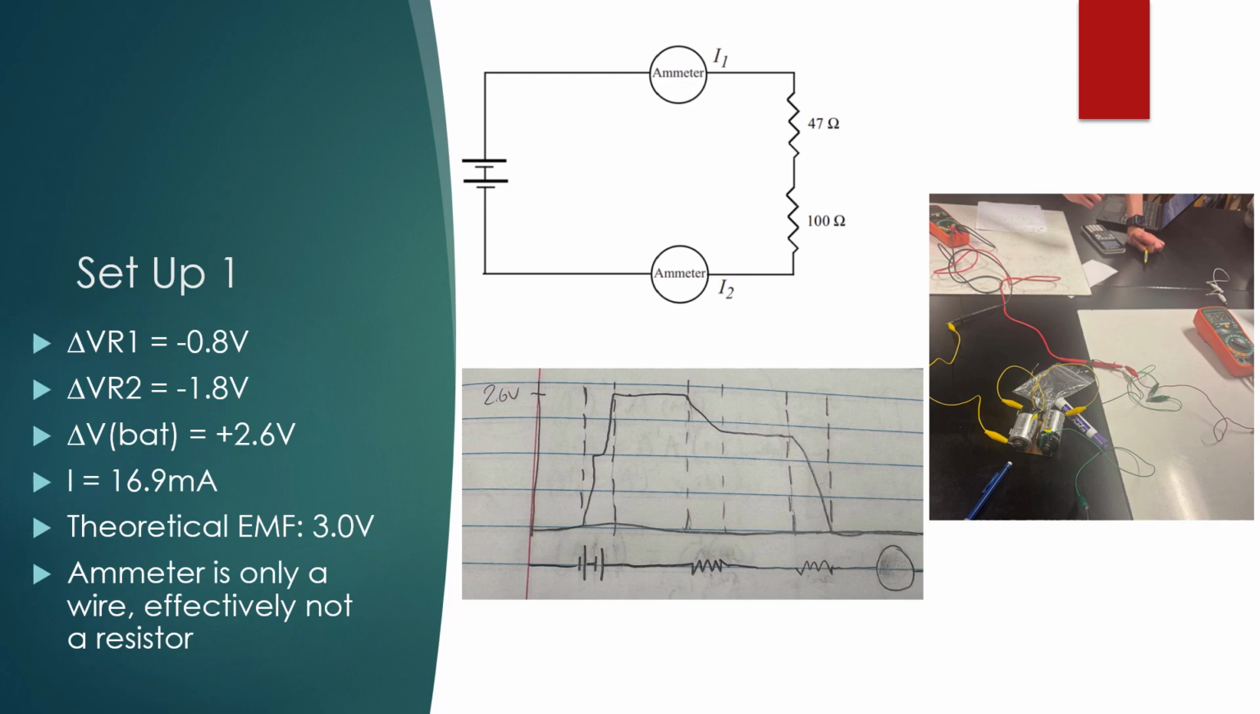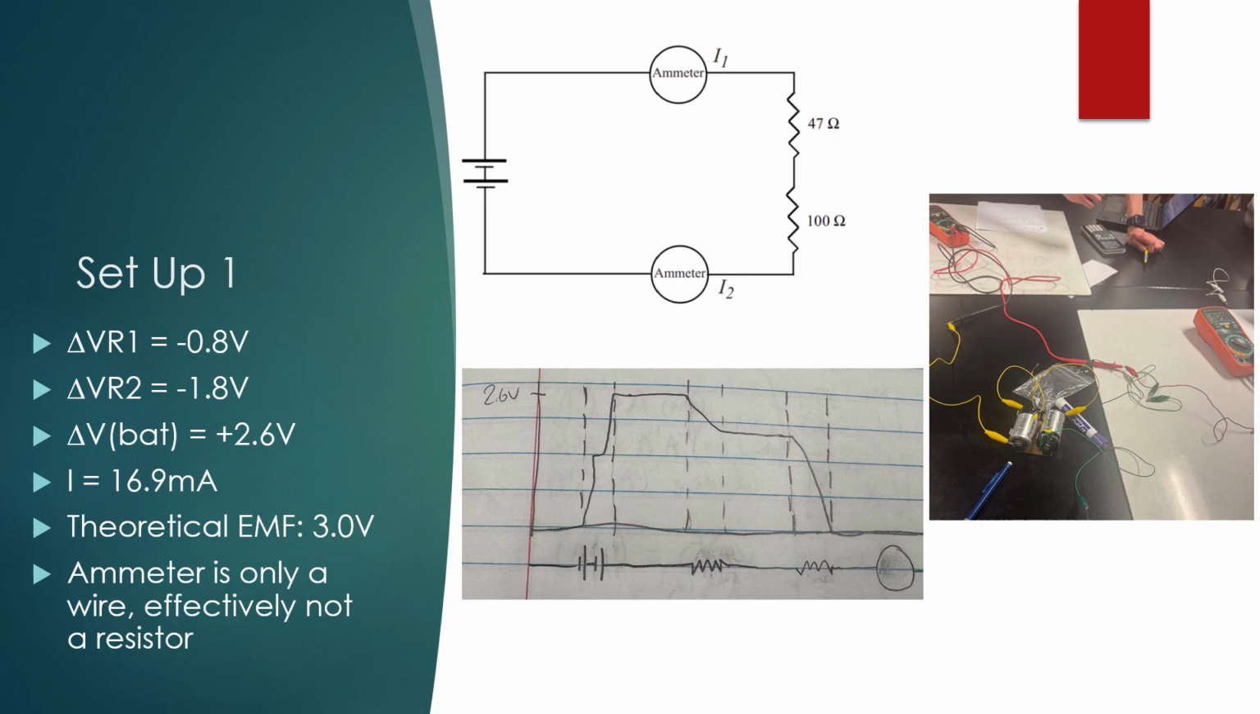The theoretical value for the EMF should be 3 volts. Of course, you have two 1.5 volt batteries, and the two should add up to 3 volts. However, as batteries are used over time, their voltage drops, and that's why we see the slight discrepancy. However, the Kirchhoff loop rule still applies here. 1.8 plus 0.8 is 2.6, and so when we go in a full loop, the sum of the potential differences is 0.